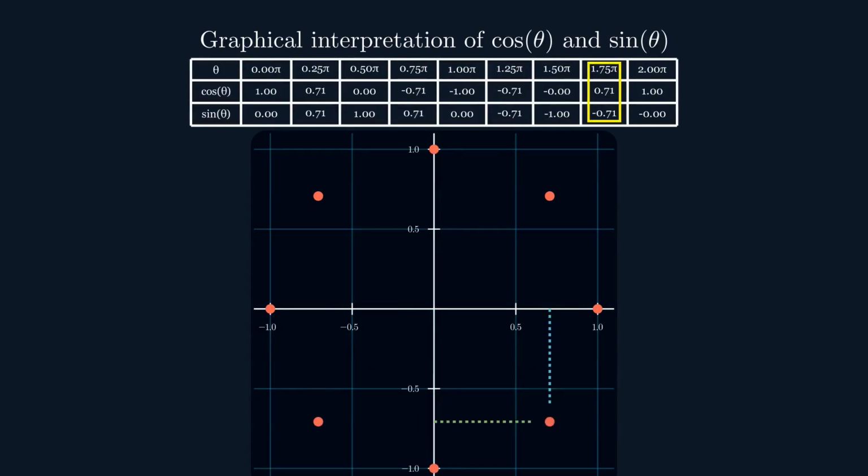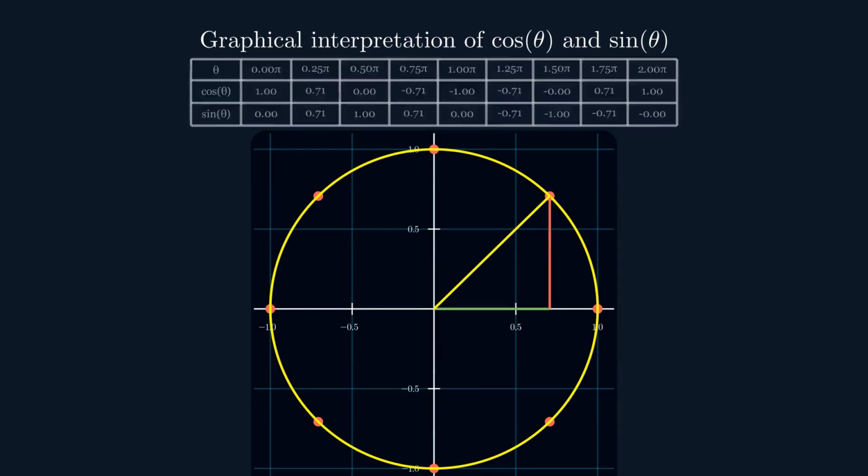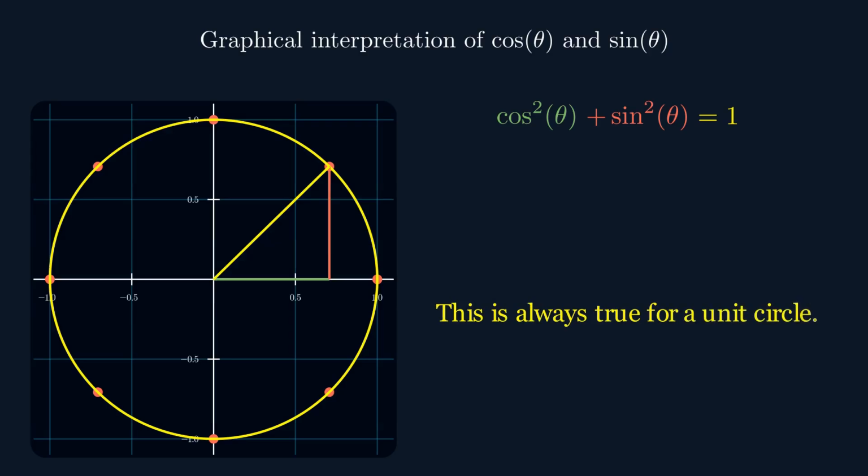As we represent all the points, the emerging curve is naturally a circle. You will notice that for each point, the triangle formed by the point, the axis, and the origin is a right triangle. Therefore, the Pythagorean theorem can be applied. By doing that, we have cosine theta squared plus sine theta squared equals 1, since we have a unit circle. This relationship is true for every point on the circle independently of theta. It's the general definition of the circle.